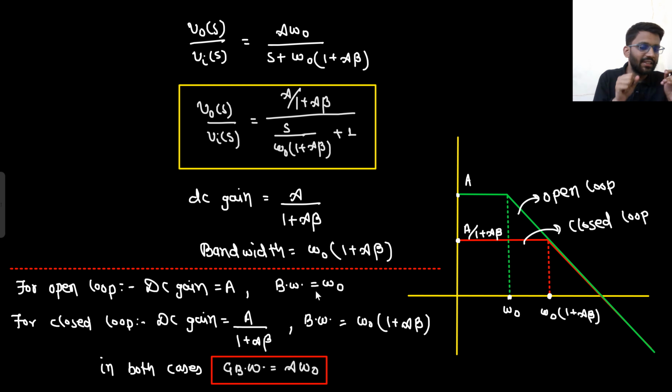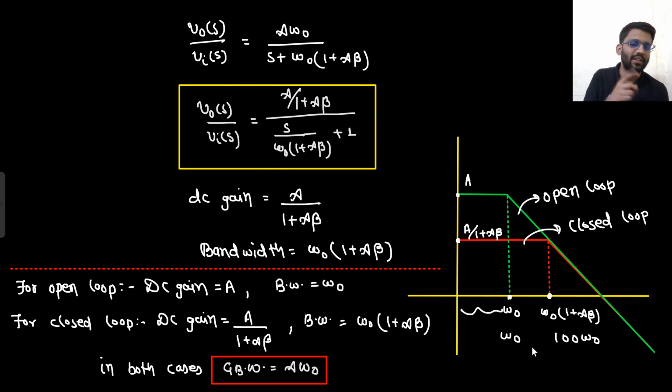So yeah, so here you have increased the bandwidth. So what is the advantage of increasing the bandwidth? That now your circuit will run till this frequency. In this range of frequency your circuit will run. So let's just assume your A beta is 99. So previously your circuit was running only for omega naught frequency. Now your circuit will run for 100 omega naught frequency.